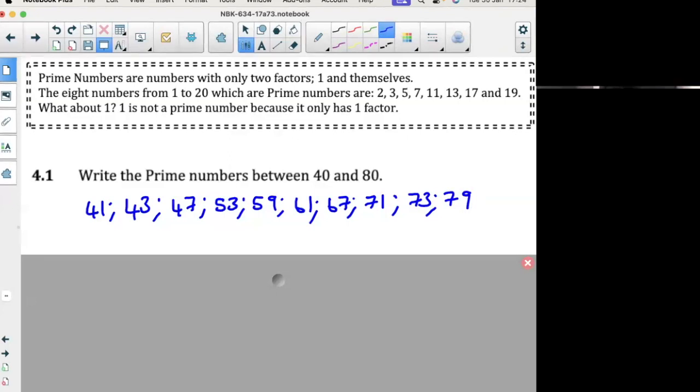Everybody agree with Umar? You can give me a thumbs up on your reactions or in the chat. Good. Lorena's asking a really good question: ma'am, we were supposed to name more than one. Make sure you're checking how the question's asked. It says, write the prime numbers between 40 and 80, so it wants all of them, more than one.